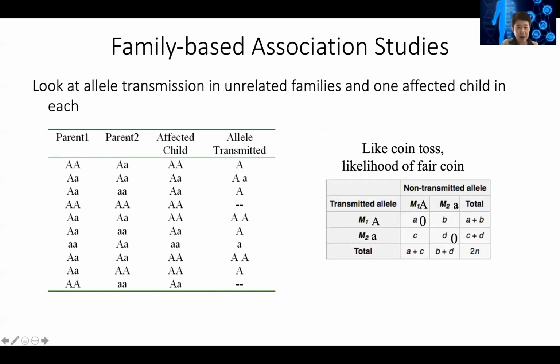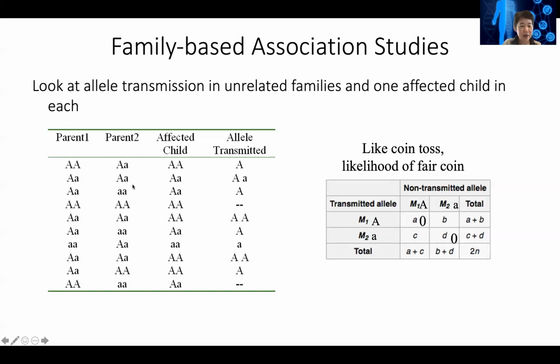Whereas in the second parent, there is a difference. Because we know the child is two big A, we know from this parent, it's the big A that's being transmitted to the child. So the important information is on the heterozygous parent allele that's transmitted to the child. So that's only one A in here.